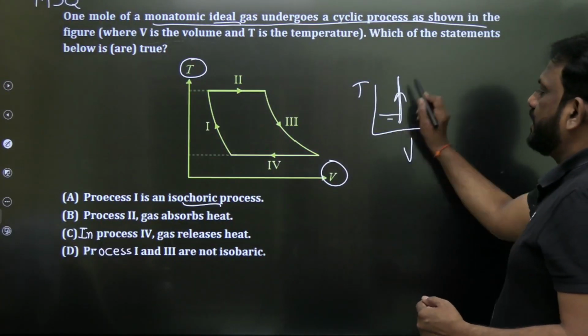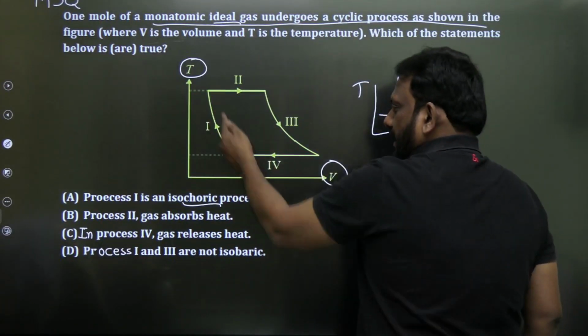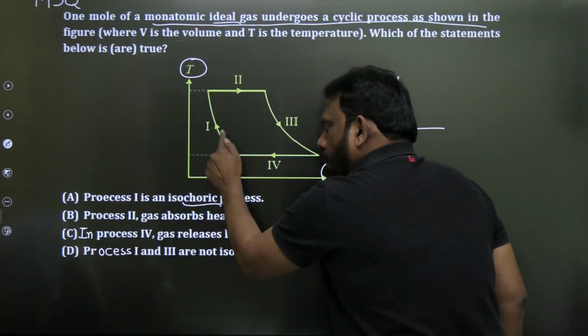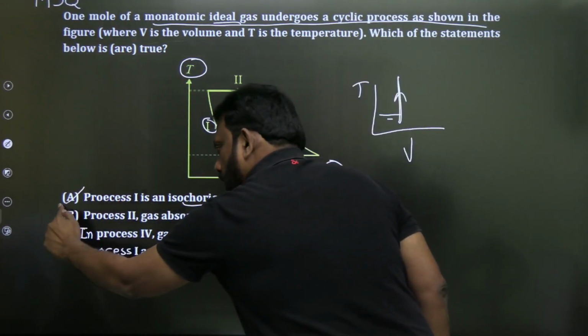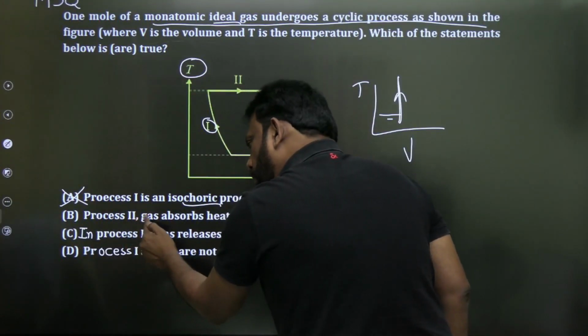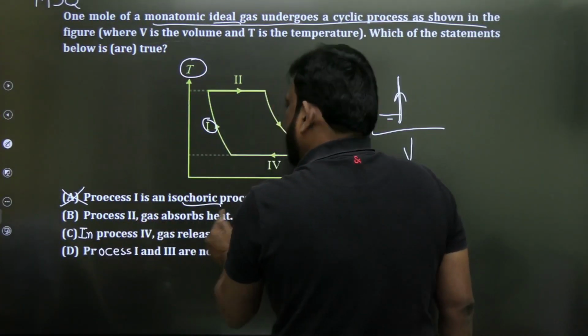When volume is constant, it should be vertical, but this is not vertical. This is not process 1. Process 1 is isochoric, but it's not isochoric. It is wrong. Process 2, in process 2, gas absorbs heat.